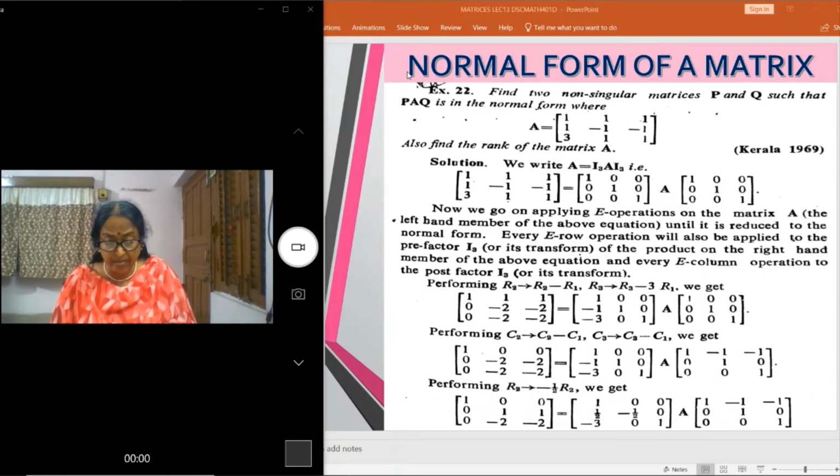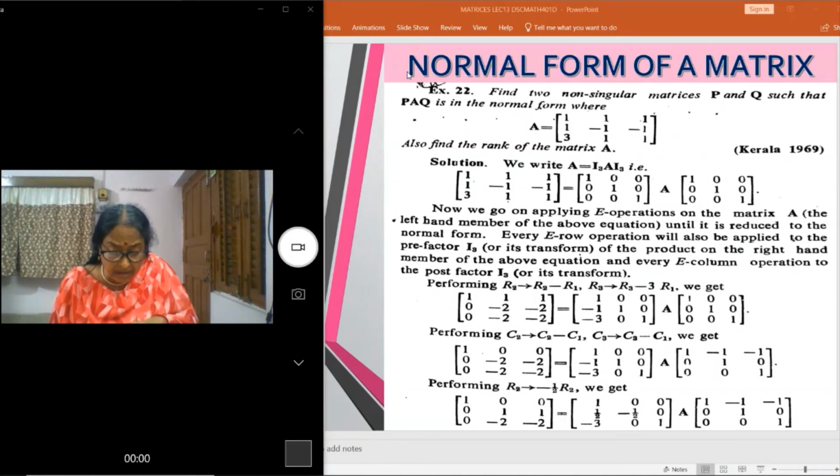Suppose I have first given the row transformation to make the second row's first element 0, and the third row's first element 0. Then that transformation is given to the matrix before A on the right hand side. Here R2 is equal to R2 minus R1. So give it before A on the right hand side, R2 is equal to R2 minus R1, and that will become minus 1.